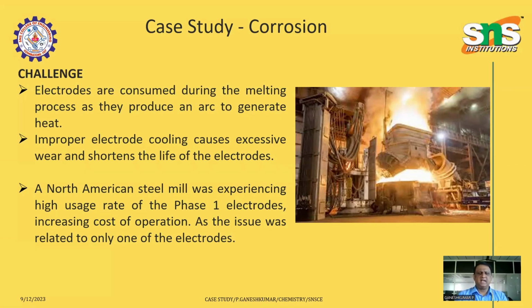This case happens in a North American steel mill. It experienced a high usage rate of the phase one electrode, that is a carbon graphite electrode, which increases the operation cost. The issue was related to only one of the electrodes, because we use a lot of electrodes, but the particular issue was related to the graphite carbon electrode used to produce electrical current and heat to melt the steel. So in phase one, the particular issue was analyzed in this area.